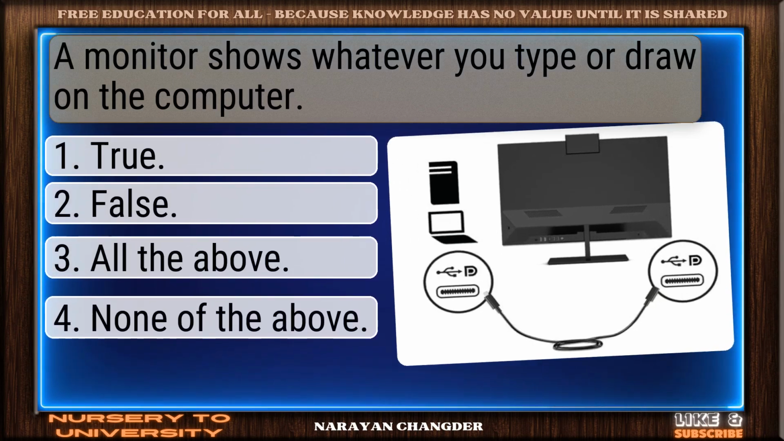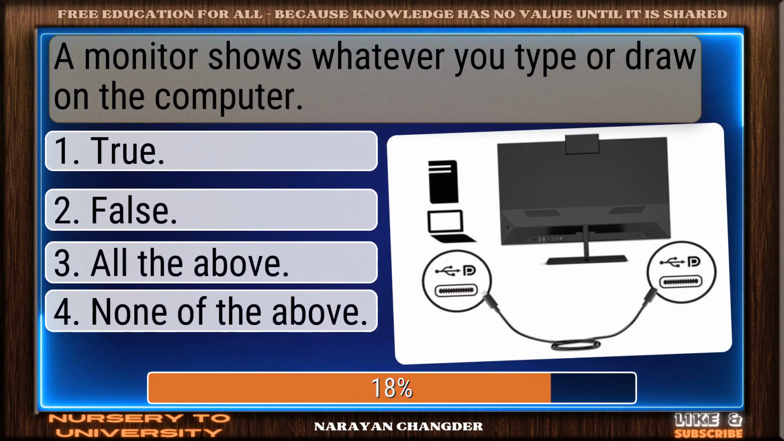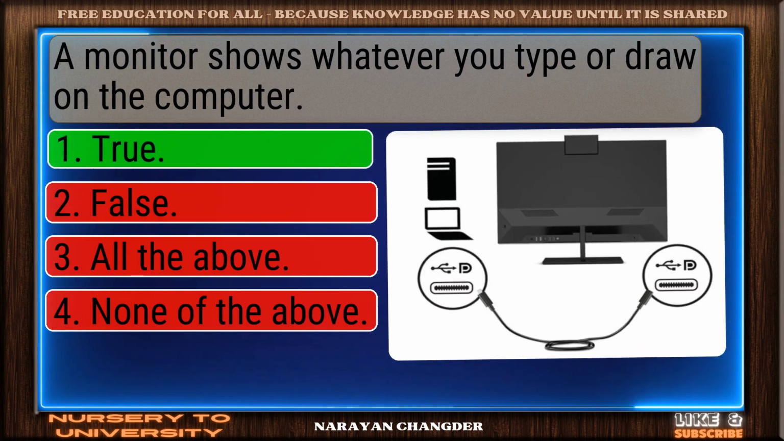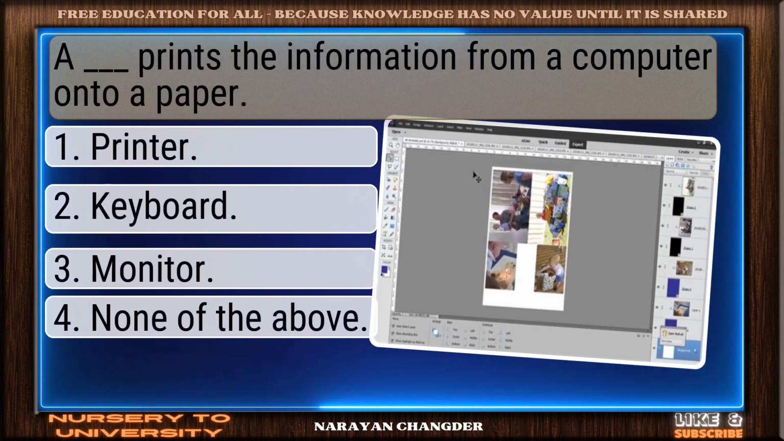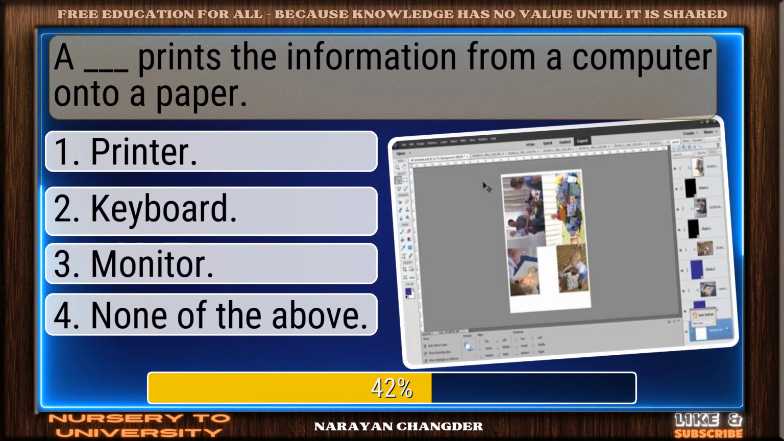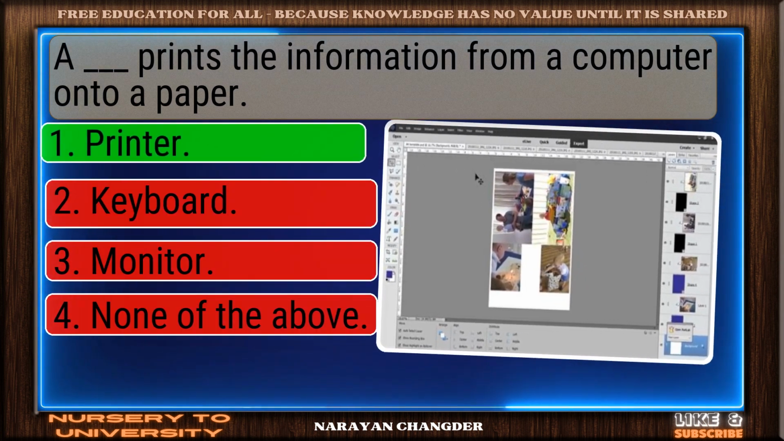A monitor shows whatever you type or draw on the computer. Nice selection. True is correct. A dash prints the information from a computer onto a paper. Right again. Printer is valid.